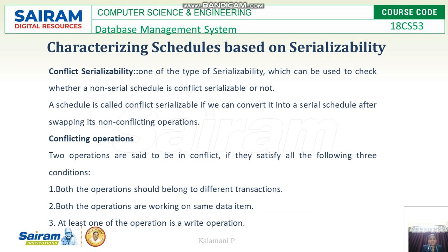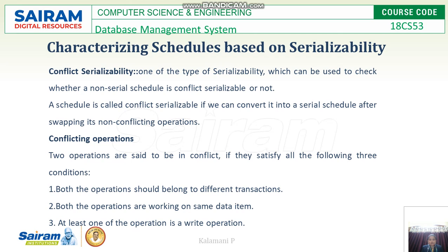Then conflict serializability is one type of serializability which can be used to check whether a non-serial schedule is conflict serializable or not. A schedule is called conflict serializable if we can convert it into a serial schedule after swapping its non-conflicting operations. Okay, so we interchange, swapping the operations which are non-conflicting, then we convert that into a serial schedule, and that is called conflict serializable.